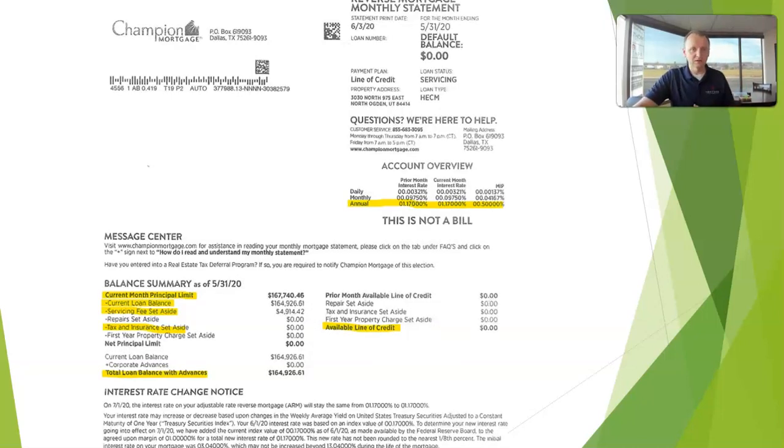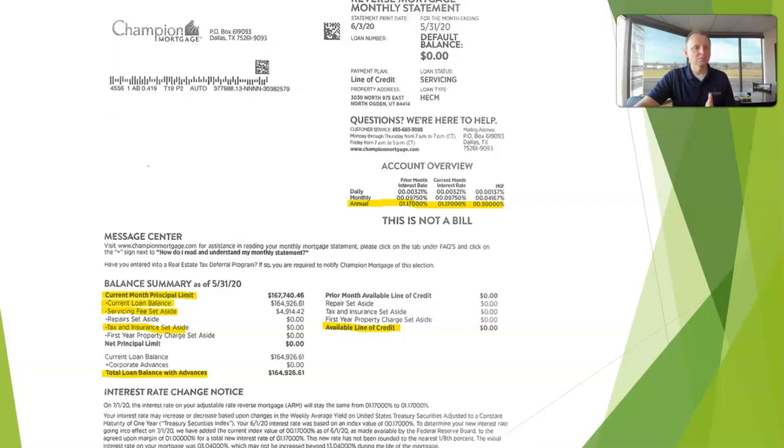This is the last statement that I'll cover today. This is Champion Mortgage. They're the only ones that use this statement. It's not a great statement, and so it is kind of confusing, but let me kind of walk you through some of this too. Your interest rate is listed right here under the account overview. Again, they give you the daily, monthly, and annual. The annual is really the only one you need to worry about.